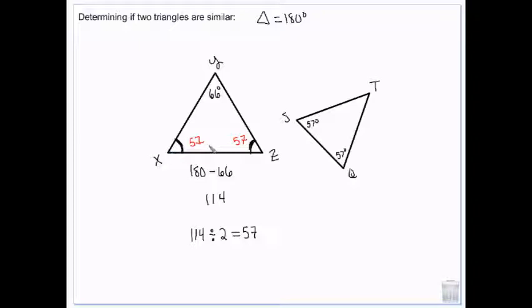Because there's two angles that are the same. So the whole triangle is 180, right? And I subtract this 66, and that gives me 114. But both of these angles together will equal that 114, because the whole triangle is 180. Yes, triangles are always 180. So then I divide by 2, and I get 57 and 57, which is the same as these. And if both of these are 57, what does that make this one?